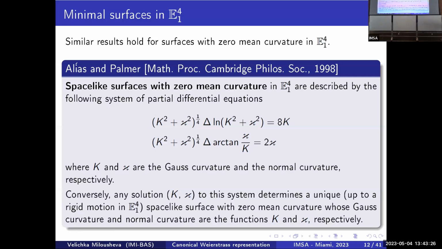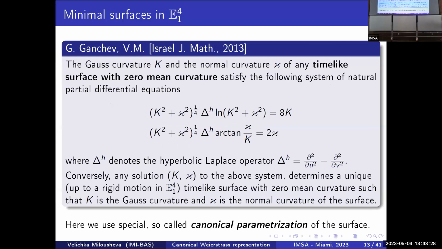A similar result is true for time-like surfaces with zero mean curvature. This is a result of Georgi Ganchev and me in 2013. We described the time-like surfaces with zero mean curvature by a similar system of partial differential equations for the main invariants K and kappa. Here, instead of the standard Laplace operator, we have this hyperbolic Laplace operator, delta H. Here we use a special so-called canonical parametrization of the surface.